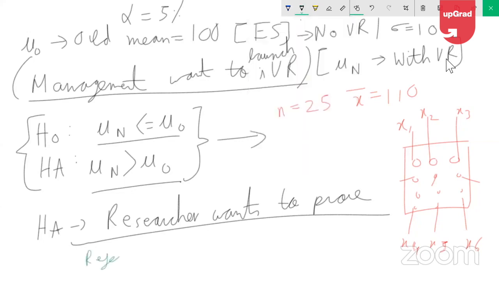So given this, I would like to give you all a couple of minutes. What do you think the right outcome will be? There are only two outcomes in a hypothesis test.